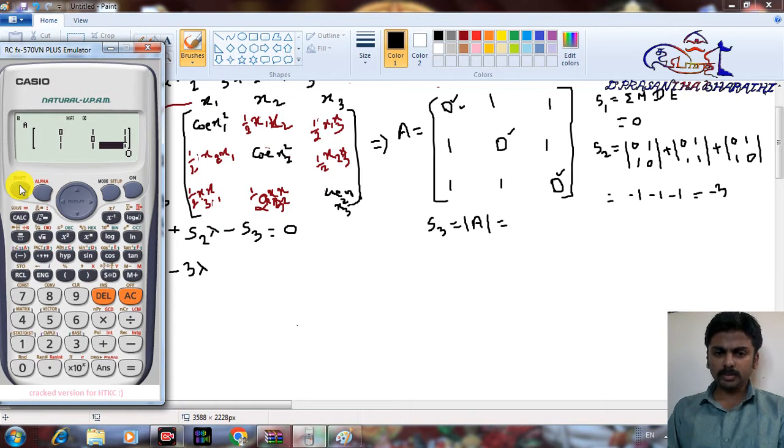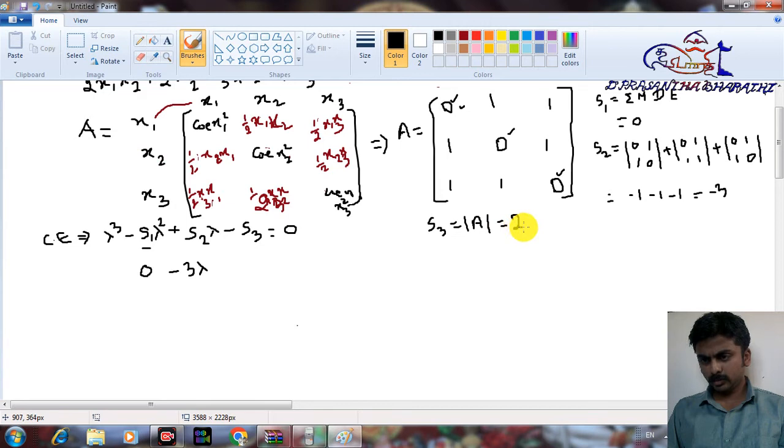Now we are pressing shift then 4. After turning it on, shift 4, we can find the determinant, which is option 7, of matrix A. Shift 4, matrix that is given in 3, matrix A. So the determinant of matrix A is equal to 2. That is S3 equal to minus 2.